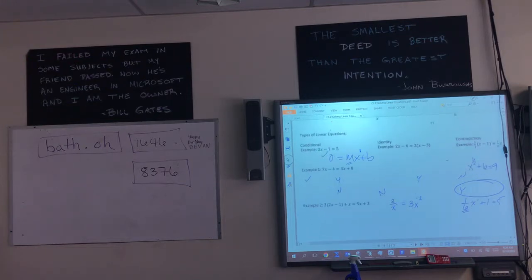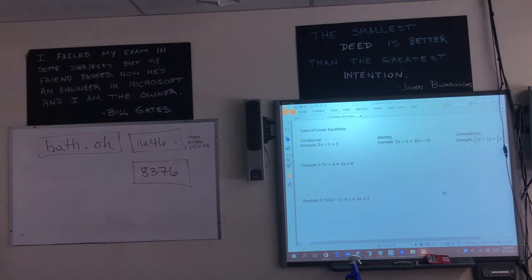We come to the types of linear equations. This is something you guys talked about in Algebra 1. We even talked about it in geometry quite a bit.